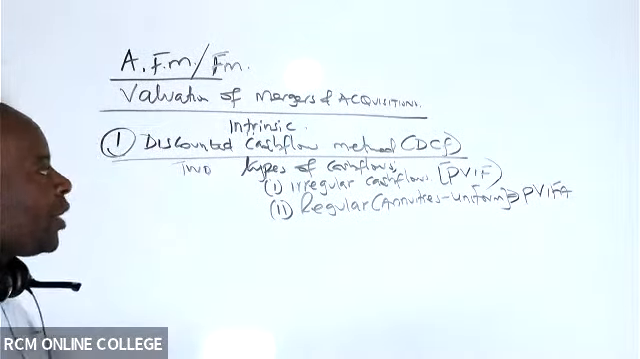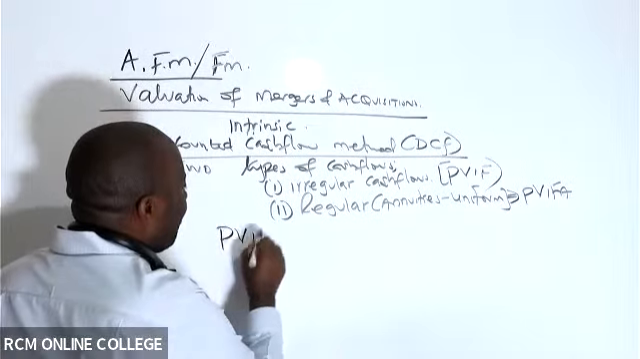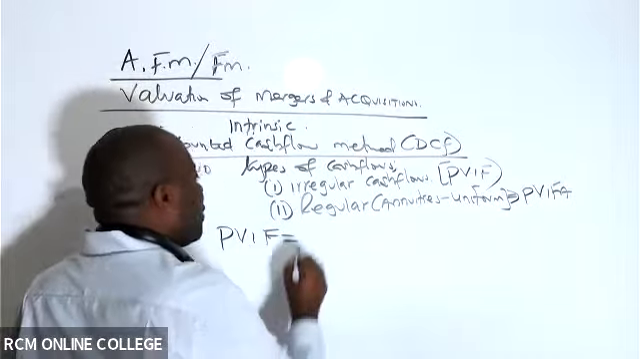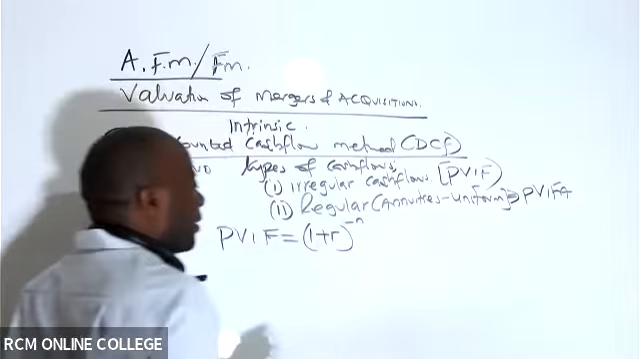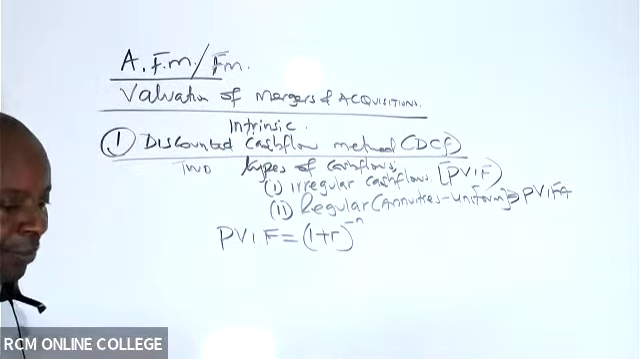My aim this morning is to remind you of the basic formulas. How do we get our present value interest factor? To get our PVIF, we normally take 1 plus r raised to negative n.